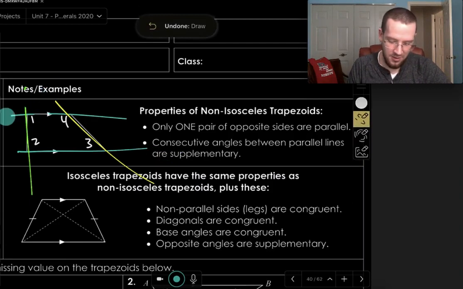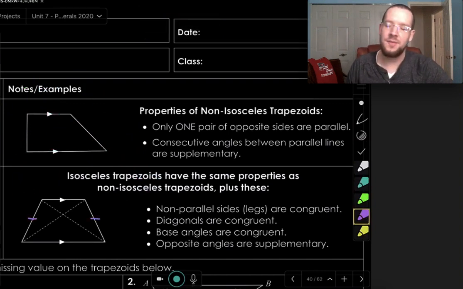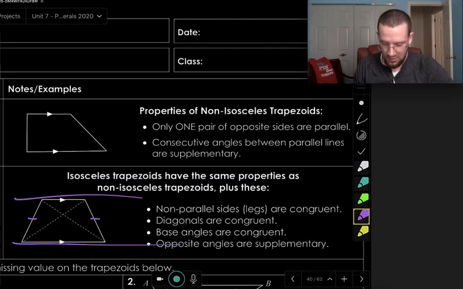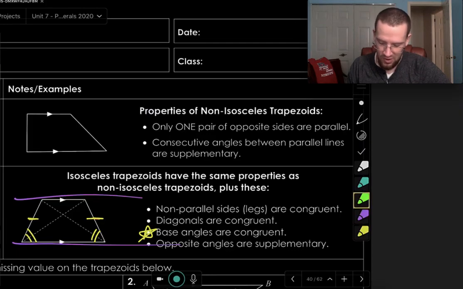We also have the ability to have isosceles trapezoids. Isosceles means that the sides are the same, the legs, right? So here's our two parallel lines, and then our legs here are the same. But what we see with isosceles figures, just in general, is that if the legs are the same, then the base angles are the same, and that's what we see here. Also, we know that these diagonals are congruent in these isosceles figures, and opposite angles are supplementary.